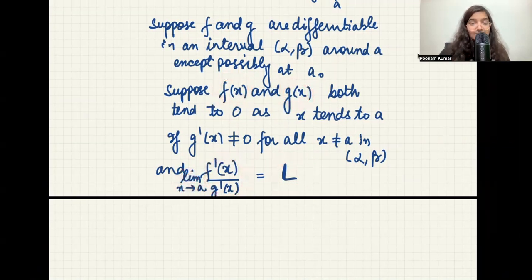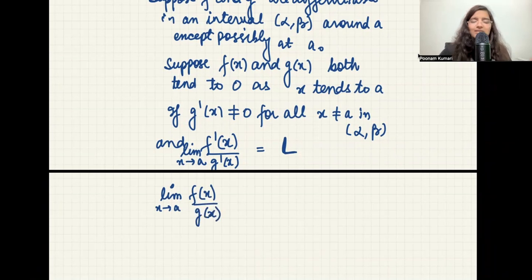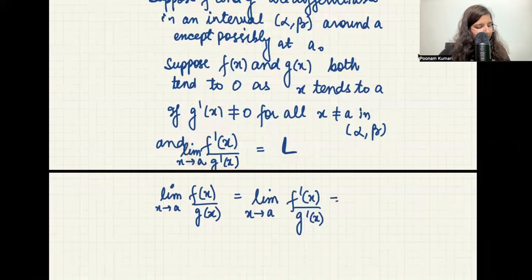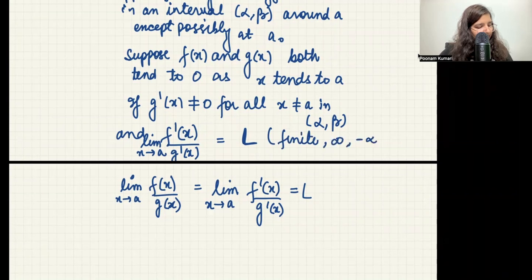So when all of this is the case, then what do we say? That if your goal is to find the limit as x tends to A of f(x) divided by g(x), this is essentially the same as finding the limit as x tends to A of f prime x divided by g prime x. And since this limit is equal to L, it should be equal to L. This L could be a finite number, it could also be infinite, or negative infinite.